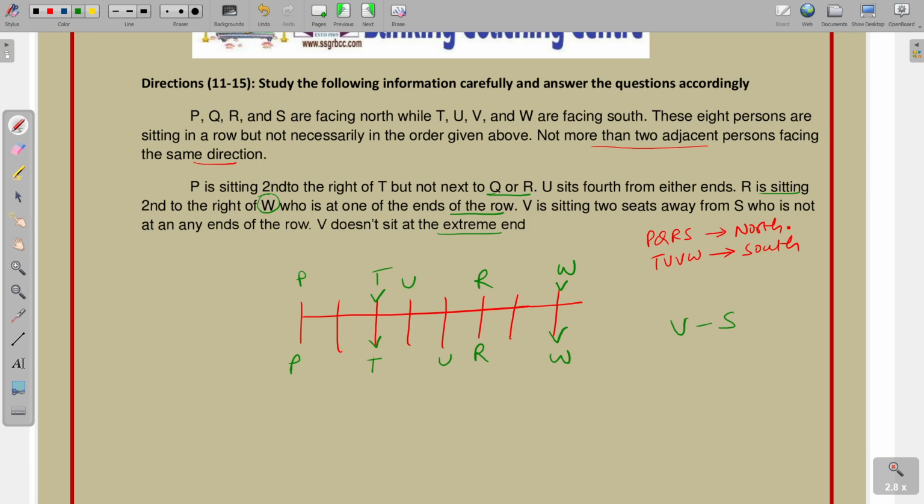Next V sitting 2 seats away from S. So V sitting 2 seats away from S. Suppose if S is placed here, V is placed here.